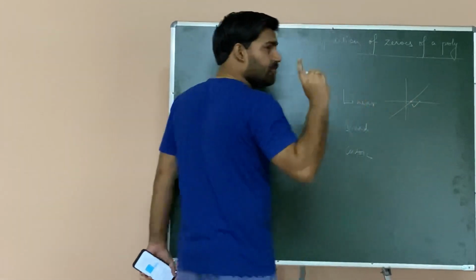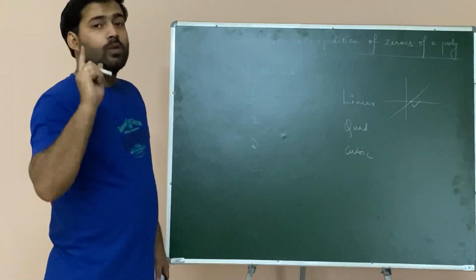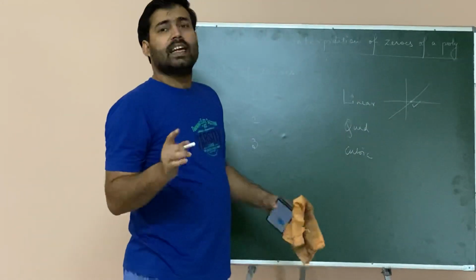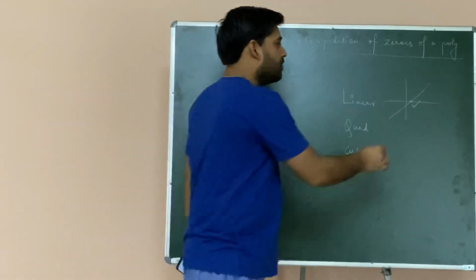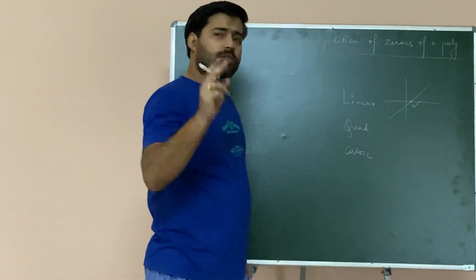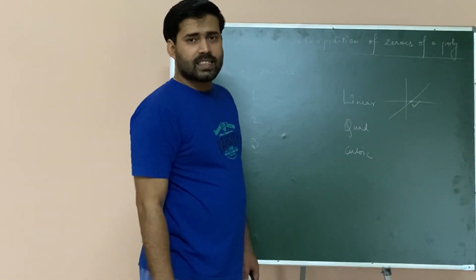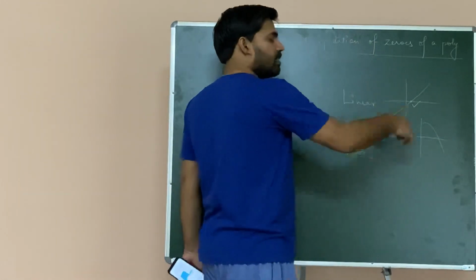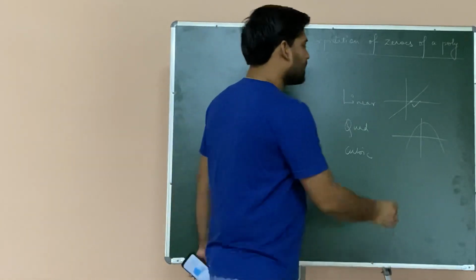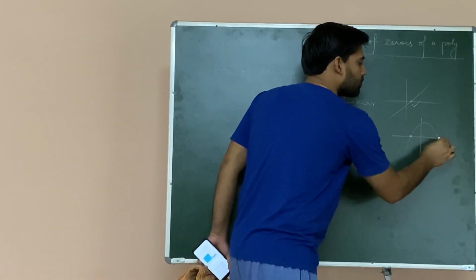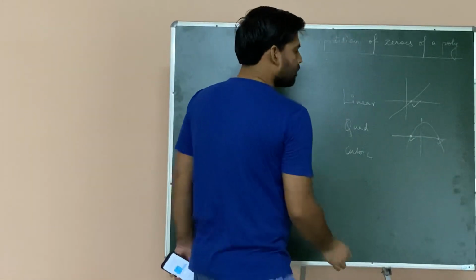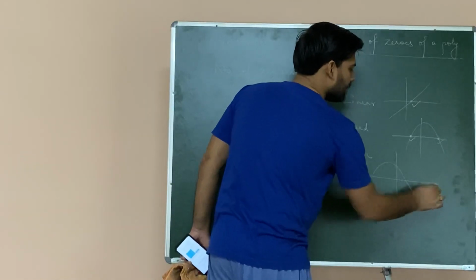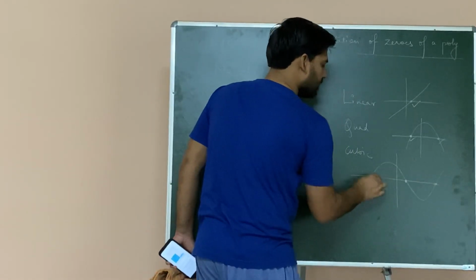There will be only one value of x, which the line will be intersecting on the x-axis. A point where the line intersects the x-axis, so we will find there is only one single point wherein the line intersects the x-axis. But in case of a quadratic polynomial, you will see that the graph will intersect the x-axis at 2 points, like this. In case of a cubic polynomial, the graph will intersect the x-axis at 3 points, here, here and here.